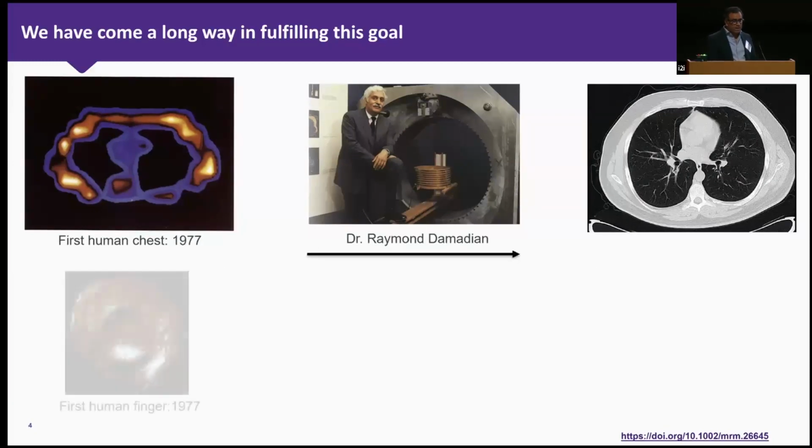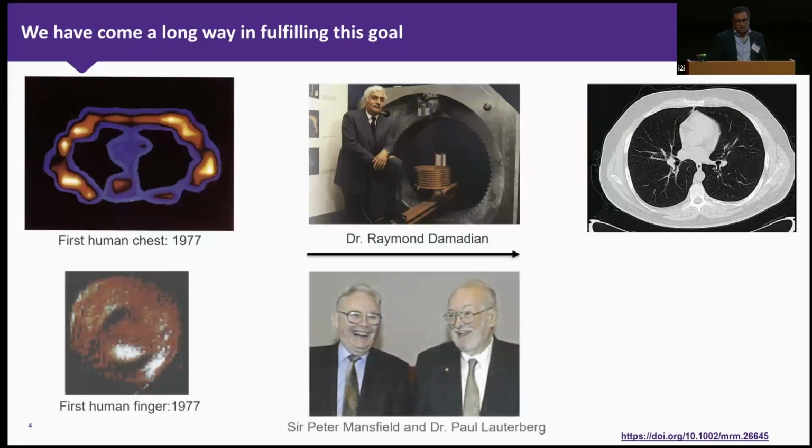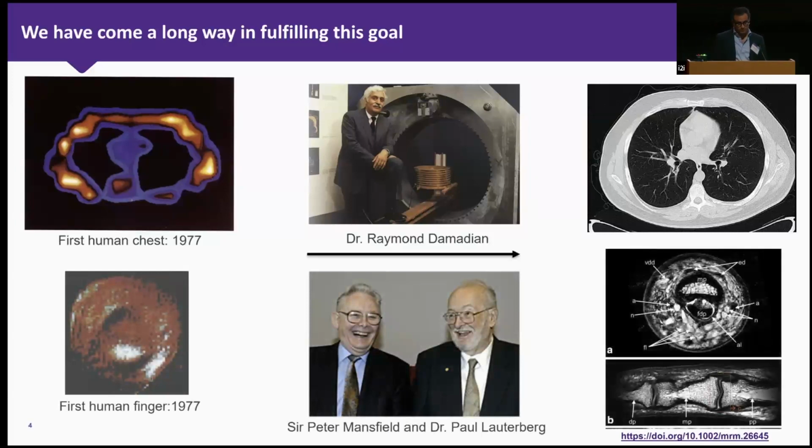quite more detail. Similarly, a couple of other people were working on similar ideas around the same time, and they acquired their first human finger image, which is what it looks like on the left, and this is what a human finger looks like now. There's a controversy here: the two at the bottom got the Nobel Prize for this, however Dr. Raymond Damadian did not, but I'll not go into those details.